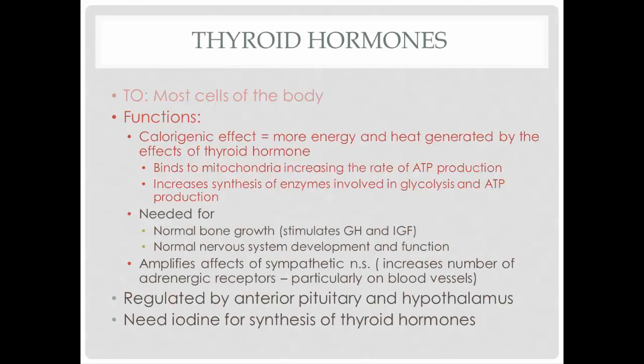The more energy and heat generated by the effects of thyroid hormone is what we mean by this calorigenic effect. So it's going to do things to enhance energy production and heat production. Now remember, thyroid hormone is a hydrophobic hormone, that is, it can travel through the cell membrane and has receptors directly on structures within the cell. And one of those would be the mitochondria.